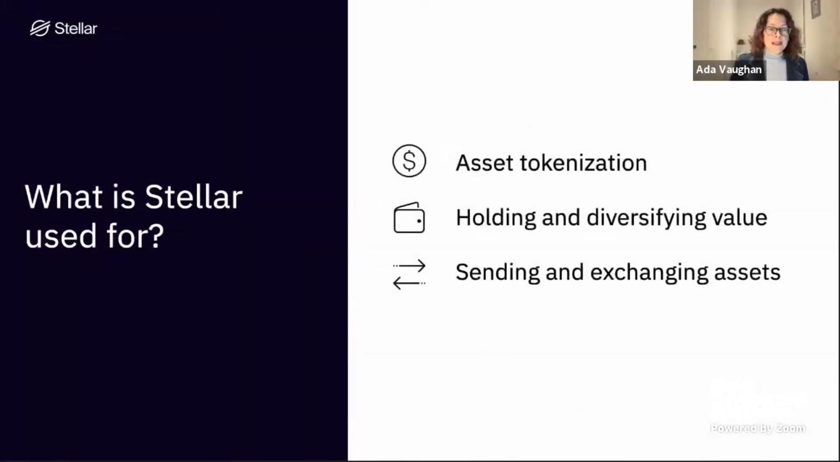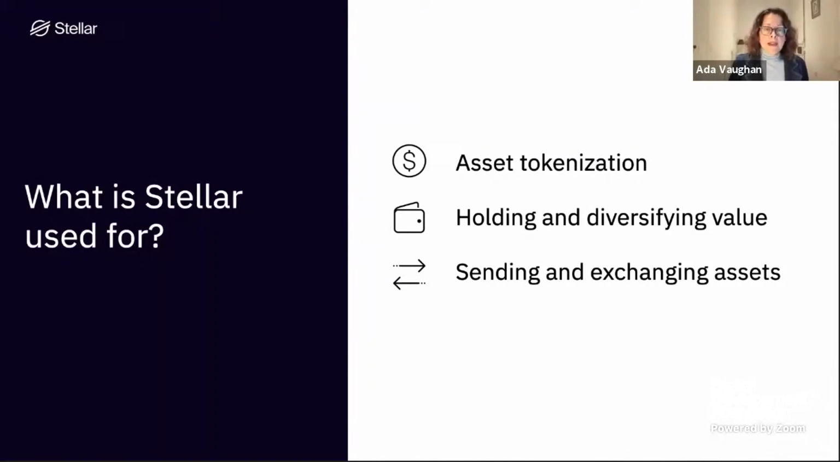There are three main things that people do on Stellar where it adds utility to these processes. The first is that in order to move an asset on Stellar, it has to be tokenized. So tokenization of assets is a digital representation. It could be what we call fiat assets, like a regular currency, a dollar, a euro, a British pound, a peso.